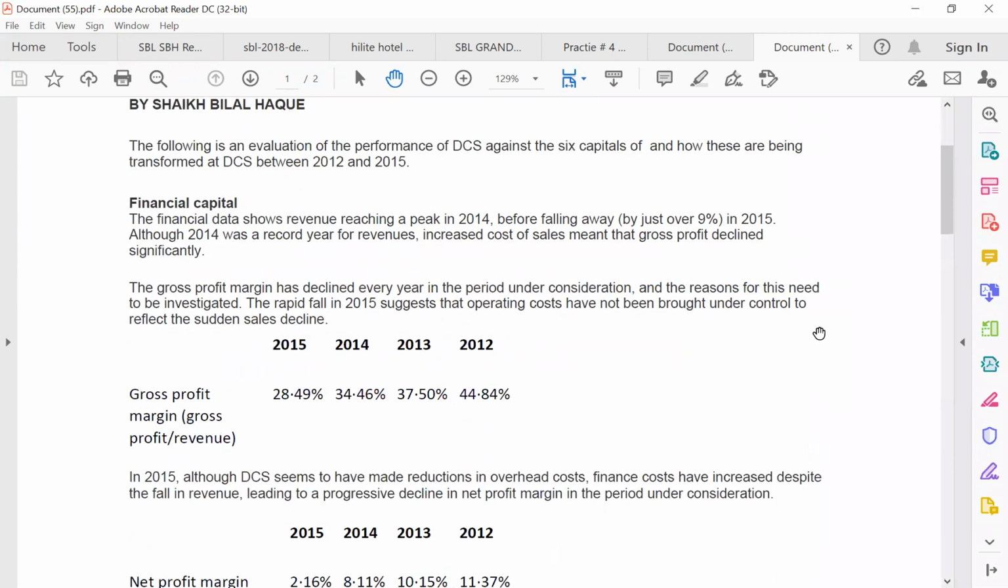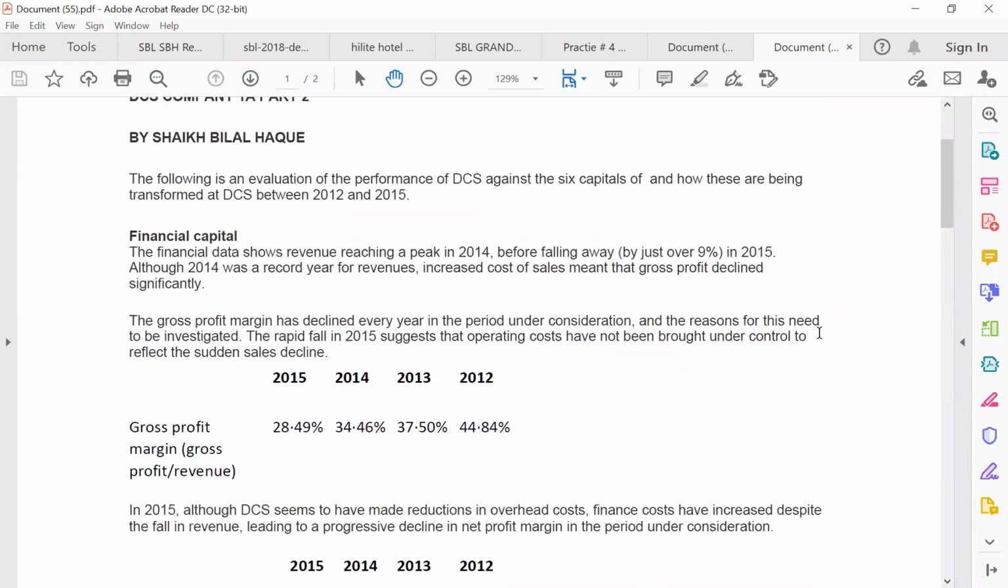Okay, so the answer to the question says the following is an evaluation of the performance of DCS against the six capitals and how these are being transformed at DCS between 2012 to 2015. Now, whenever I talk about financial capital, I know that I have to give numbers. And if I'm talking about human capital, I know that I have to tell about the human as an individual. So make sure that when you are talking about the financial capital, you give certain numbers.